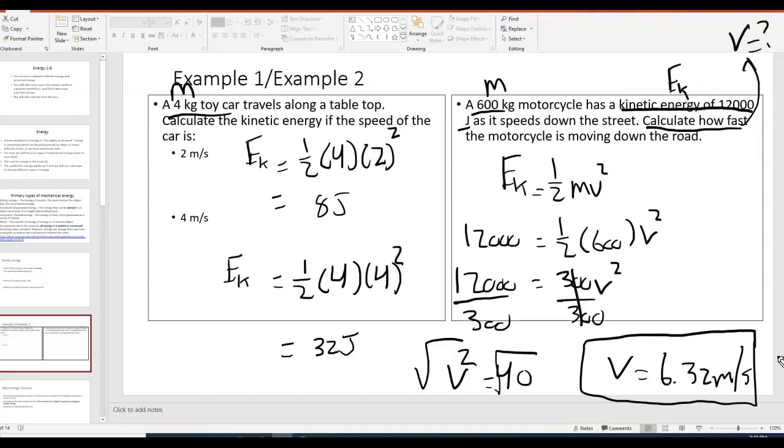Okay, so simple calculations involving the kinetic energy equation. Please pause it there if you need to look at those examples. The calculations we'll be doing in this video are pretty simple. The next video they'll get more challenging. So let's go on.